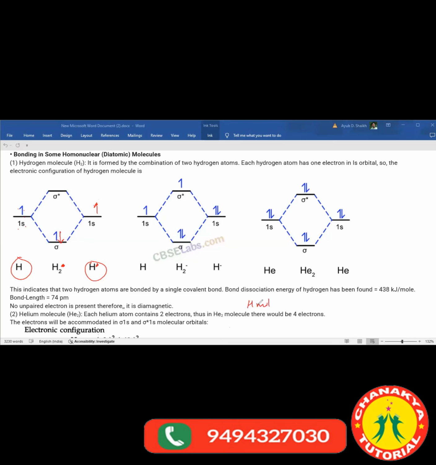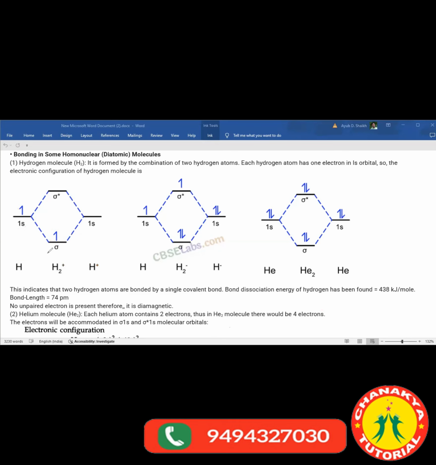So what is the electronic configuration of the H2 molecule? Its electron configuration is sigma 1s with how many electrons? 2. Understand? This will be the electronic configuration for the H2 molecule. The sigma molecular orbital has 2 electrons, because one molecular orbital has the capacity to hold 2 electrons. Keep it in your mind. Okay? Fine. Now the next step is, they have removed one electron from one of the hydrogens and it becomes an H plus ion.